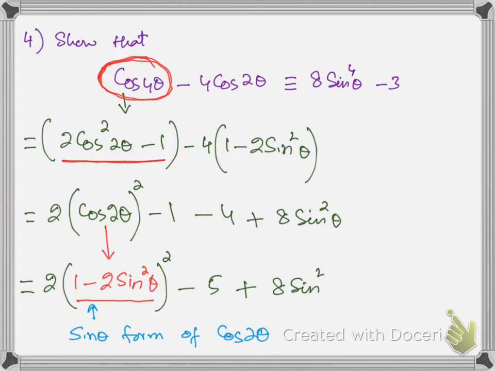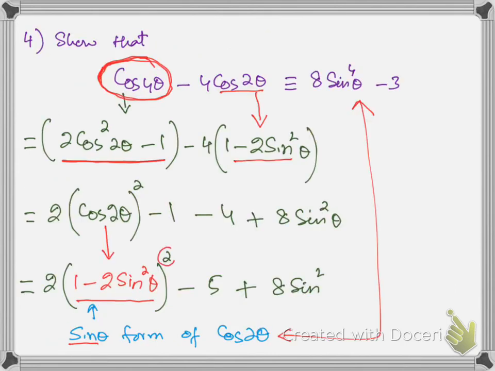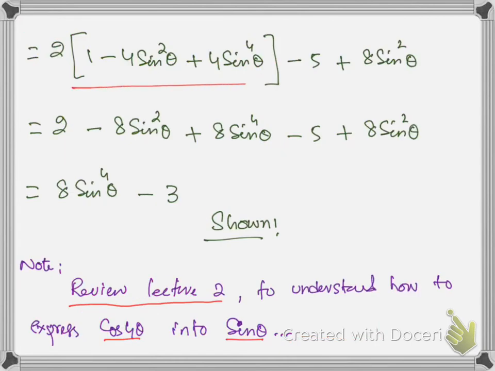So I have mentioned this here as well, sine theta form of cos 2 theta, because we need our answer in the form of sine theta. That's the reason. And this is not an issue because we need to use double angle once. So since we need our answer in the form of sine, therefore use sine theta form of cos 2 theta here. And this is one of the simplest things. You just need to expand this whole square thing, and you will get this step, and then just simplify this and you will show this. So review lecture 2 to understand how to express cos 4 theta into sine theta. This is the tip of this identity.